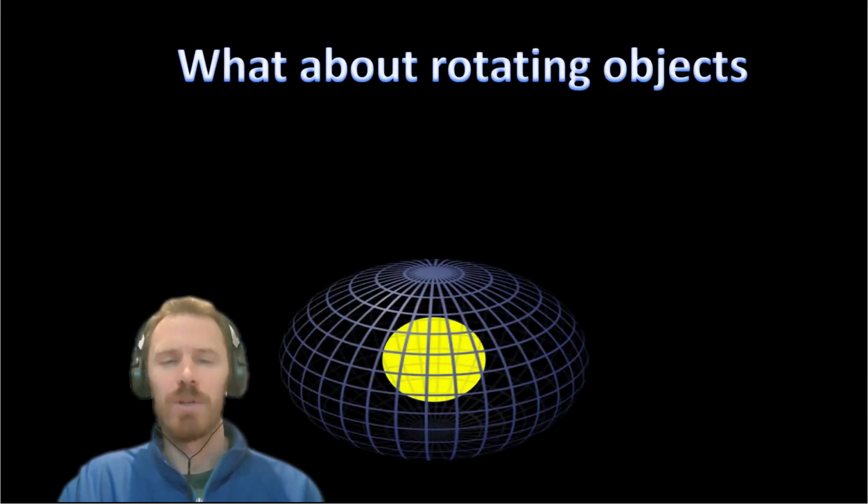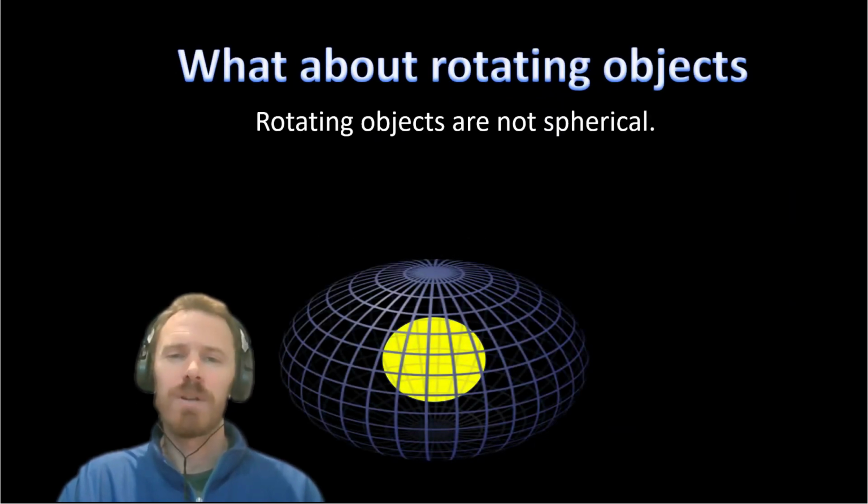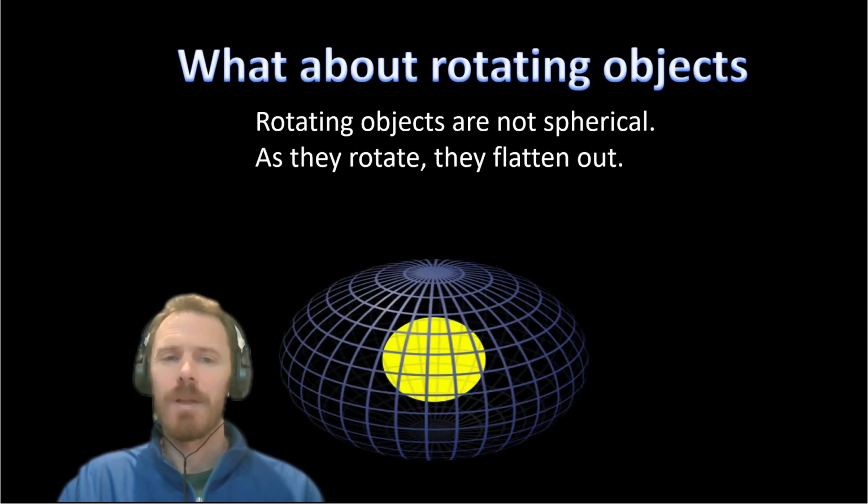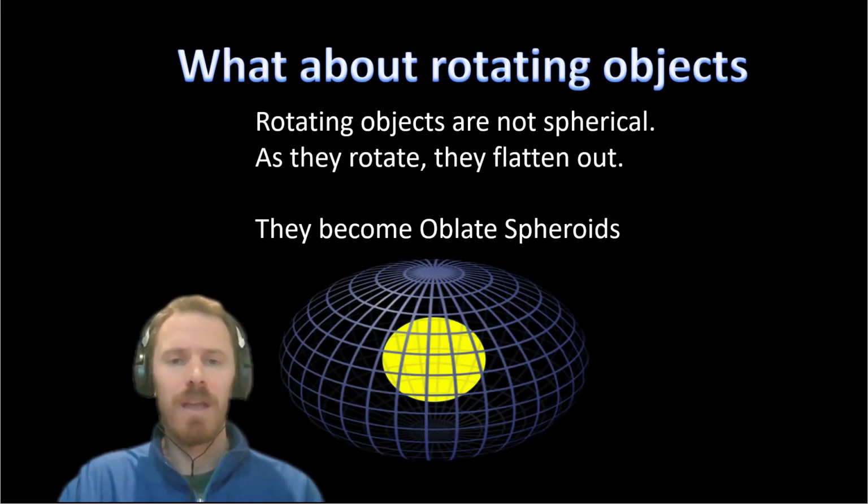What about rotating objects? Rotating objects are not spherical. As they rotate, they flatten out. They become oblate spheroids.